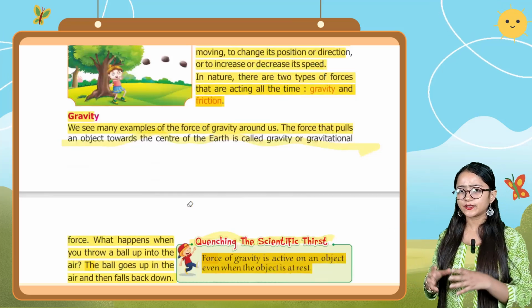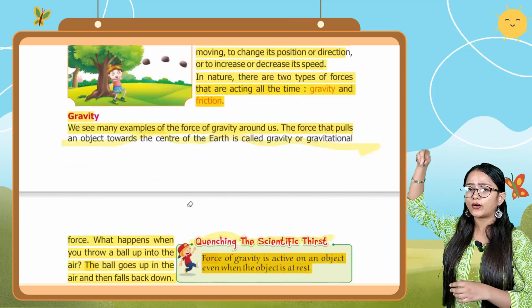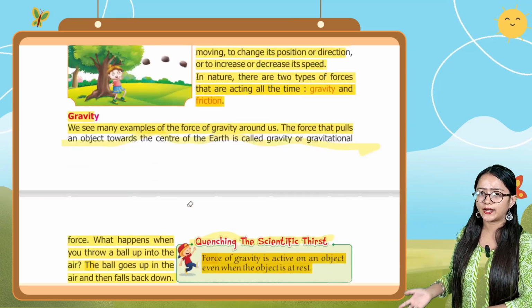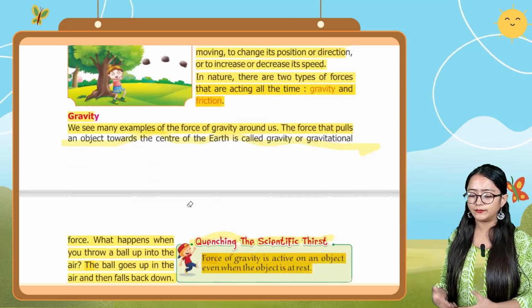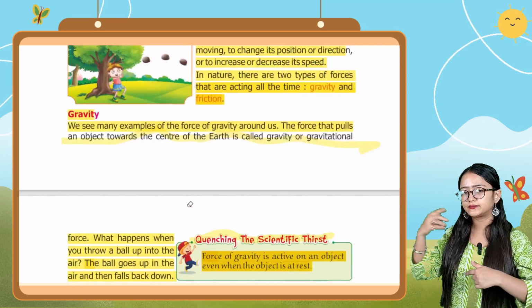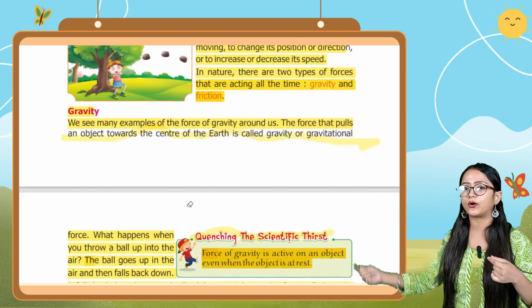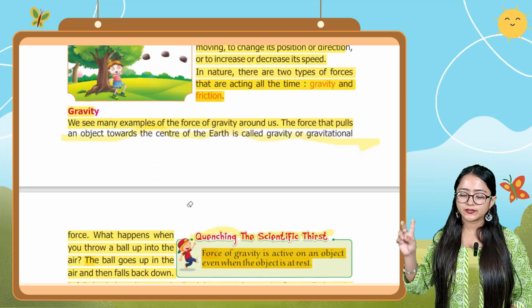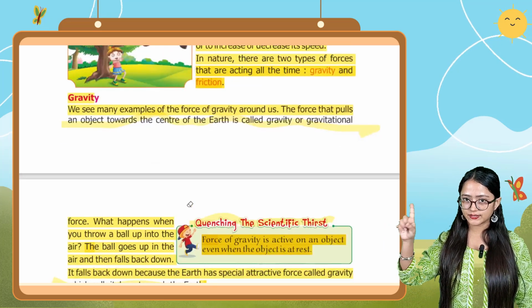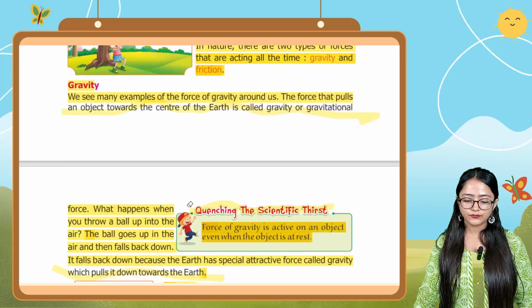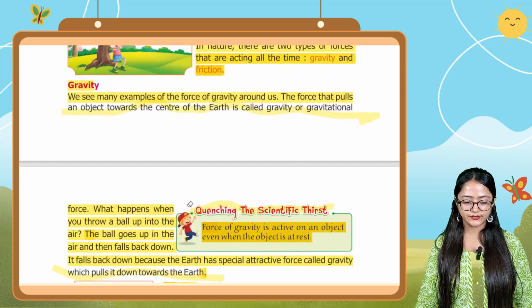So in gravity, things fall down and then they stop at that particular time, and in friction, the thing is moving on. So that means there are two types. The first one is gravity and then friction. We're going to talk about gravity first.